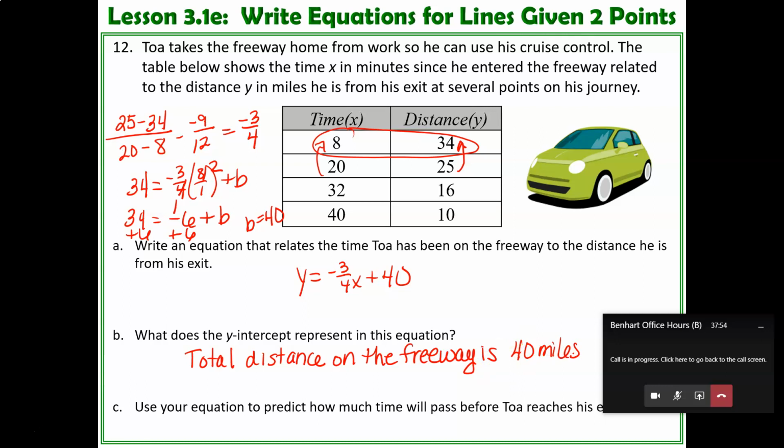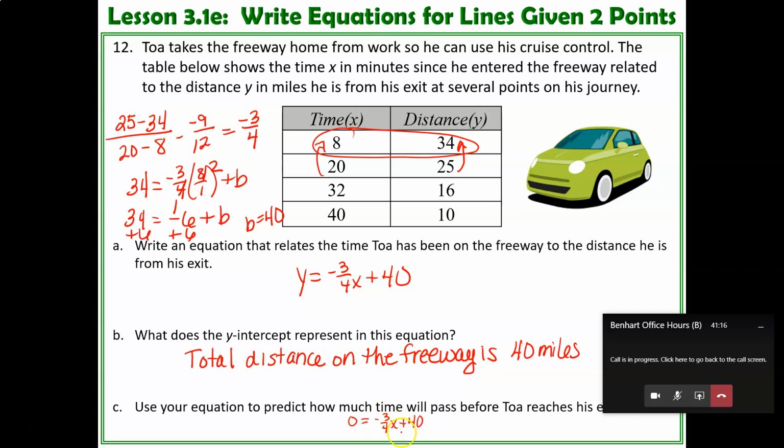So use the equation to predict how much time will pass before he reaches his exit. So when he reaches his exit, the distance away from his exit is 0. So let's plug in 0 for y. So there's not a lot of room here. So I'm going to take that equation and I'm going to put in 0 for y.